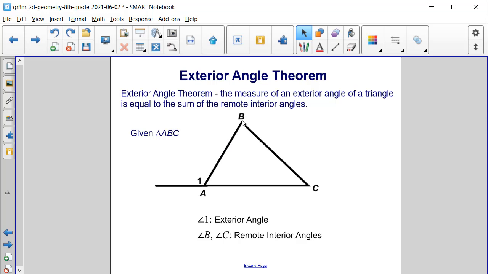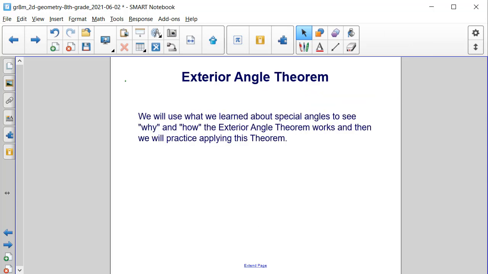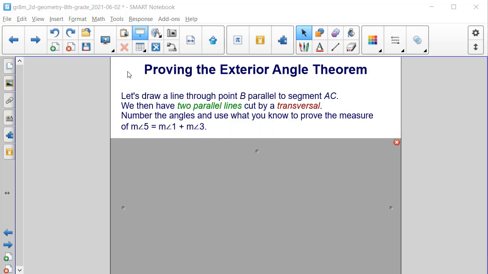This angle here, angle BAC, is adjacent and interior of the triangle, and it's adjacent to angle 1. So we want the non-adjacent or remote interior angles. We will use what we learned about special angles to see why and how the exterior angle theorem works, and then we're going to practice applying this theorem.